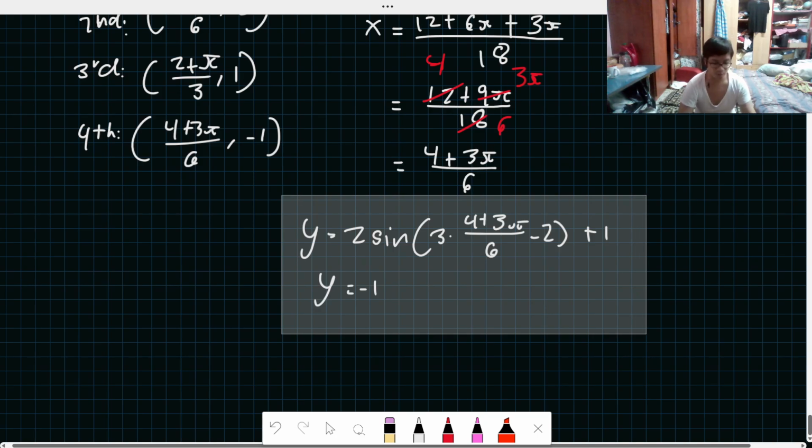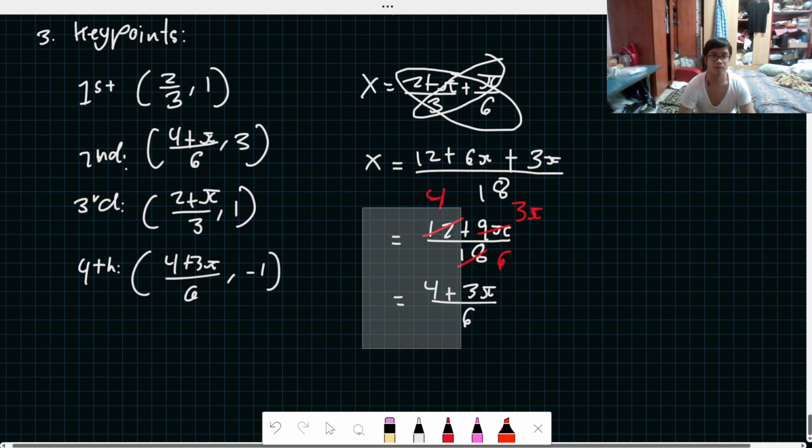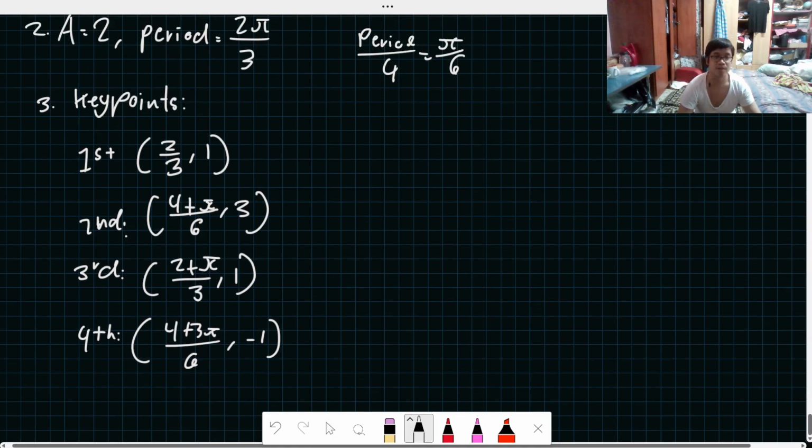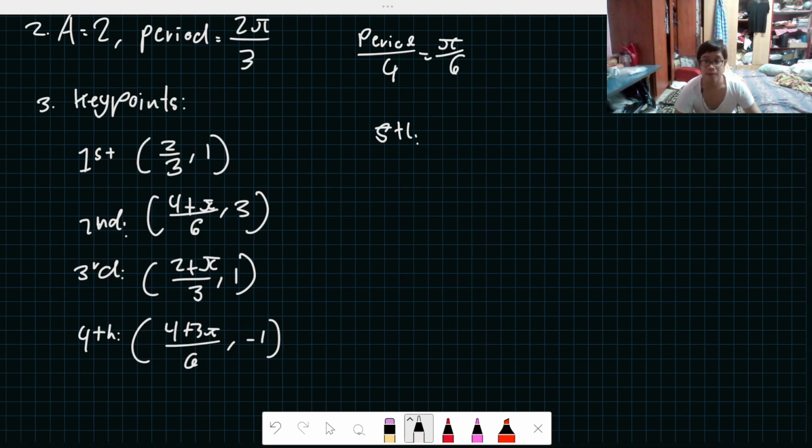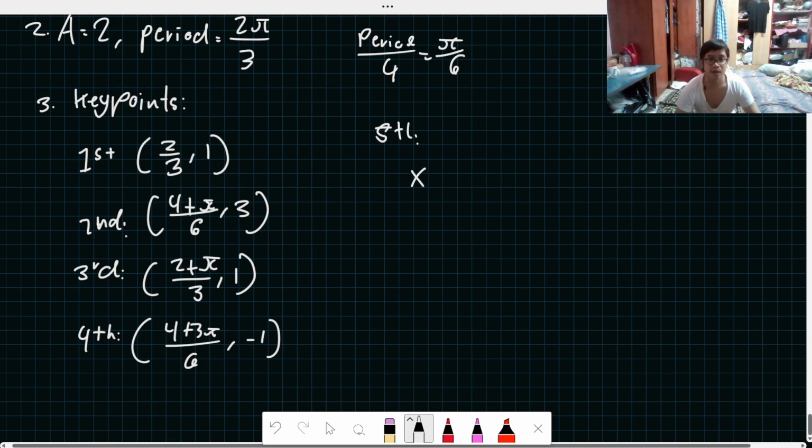Then lastly, we're going to find the fifth key point. All right, so for your fifth key point, x is equal to, okay, so recently we found 4 plus 3 pi all over 6. Then we will add it by pi all over 6. Both fractions have the same denominator, so just add them. 4 plus, add all the numerators.